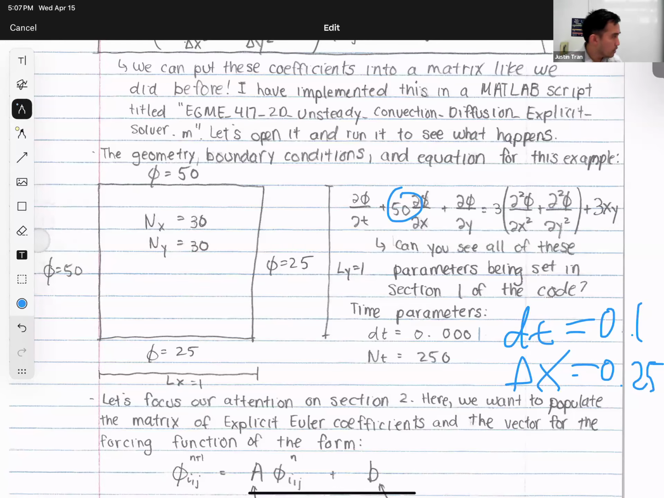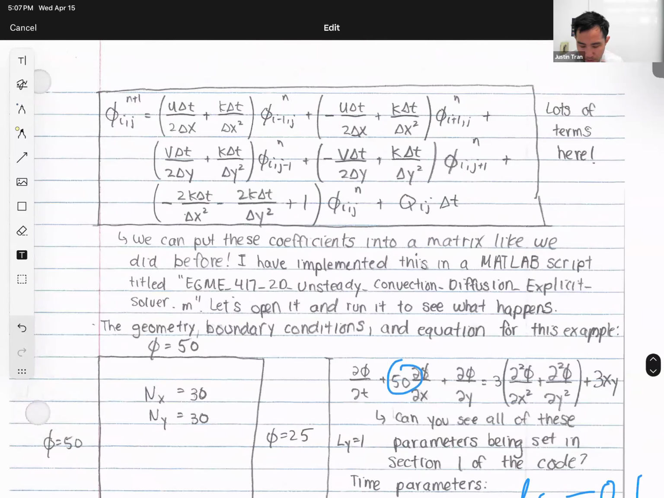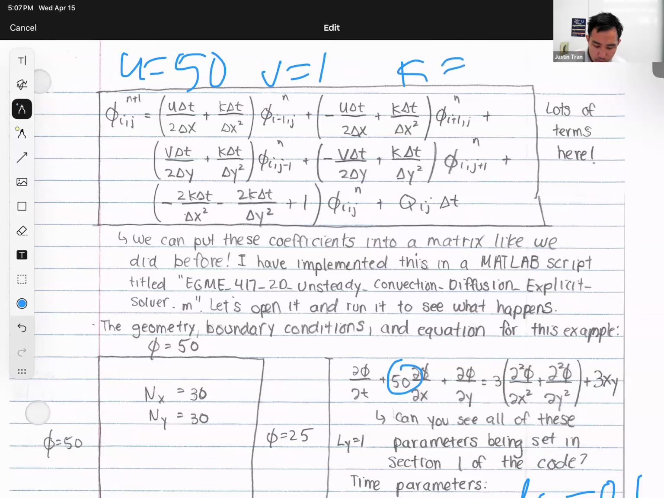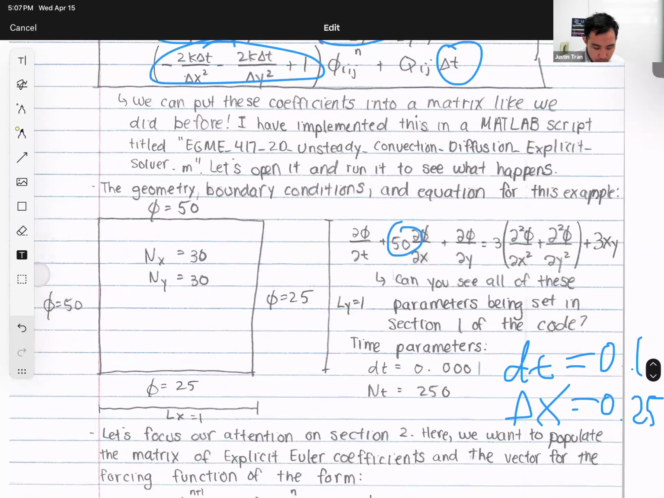Those aren't given to you in this problem, but for the homework problem, I believe they were given. We're basically going to plug all the parameters into the equation up here: u is 50, v is 1, k is 3, and delta x, delta y, and delta t are given. It's a matter of plugging and chugging, and eventually you end up with an expression like the following.